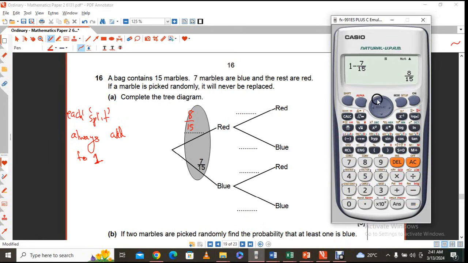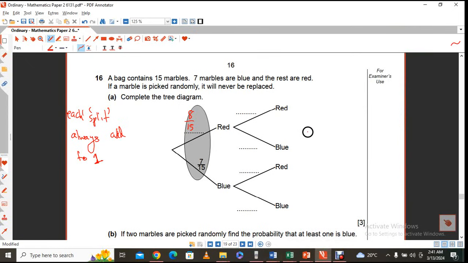Is that clear? Then another thing worth knowing, they say if the marble is picked randomly without being replaced. So let's say the person removes a red marble, now there's going to be 7, but now the total will reduce because without replacement, the second event will have 1 marble less, not 15 anymore, but 14. Does that make sense? And if that is 7 over 14, then this one here also has to be 7 over 14 because once you're dealing with those splits, this should add up to 1.